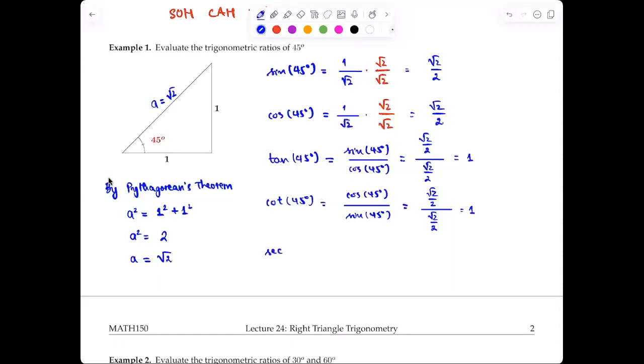The next one is secant of 45 degree, which is equal to 1 over cosine of 45 degree angle. So this is 1 over root 2 over 2. Technically, this is the answer, but I want to simplify it a little bit. When you divide fractions, you can multiply by the reciprocal. So this gives me 2 over root 2. And then we rationalize it, so you don't have the radical sign in the denominator. So you multiply and divide by root 2 on top and bottom, and you get 2 root 2 divided by 2, so the answer is root 2.